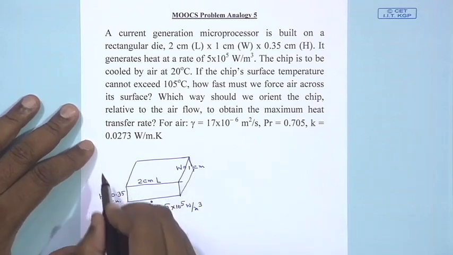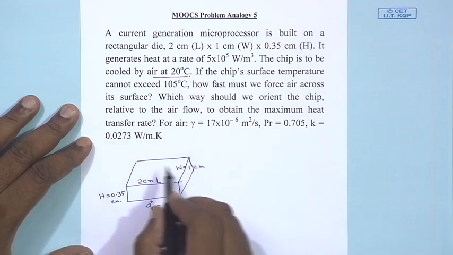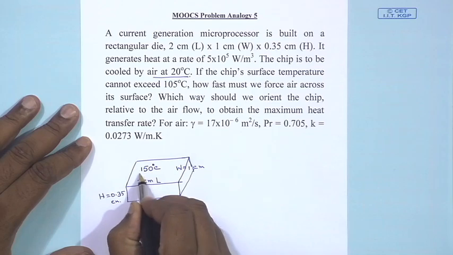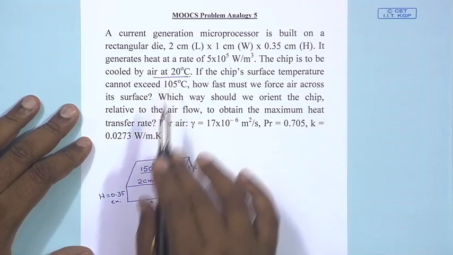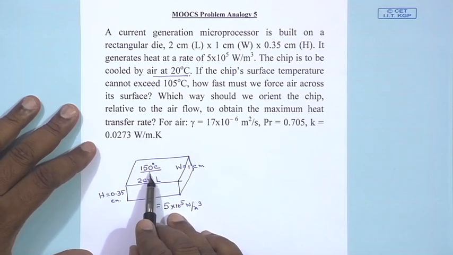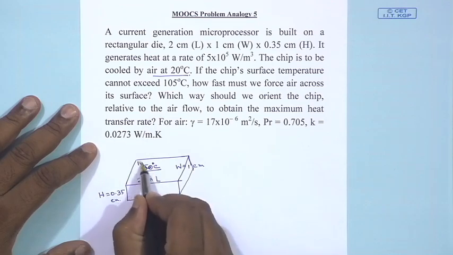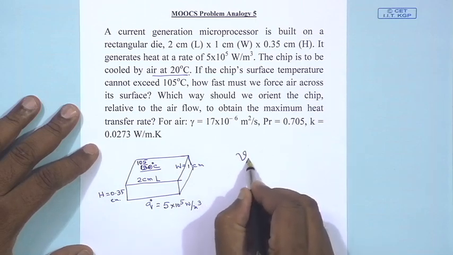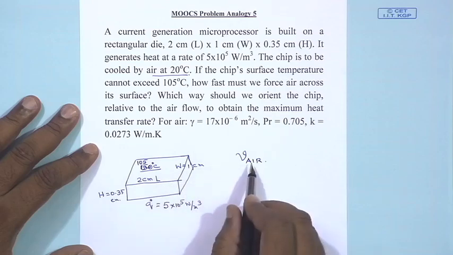The chip is to be cooled with air at 20 degrees centigrade, and the chip surface temperature cannot exceed 150 degrees centigrade. So, whatever be the case, the flow of cold air should keep the temperature within 150 degrees centigrade, 105 degrees centigrade, sorry. This is 105 degrees centigrade. So, what is going to be the velocity of air? The velocity of air over the surface, what should be the velocity of air?